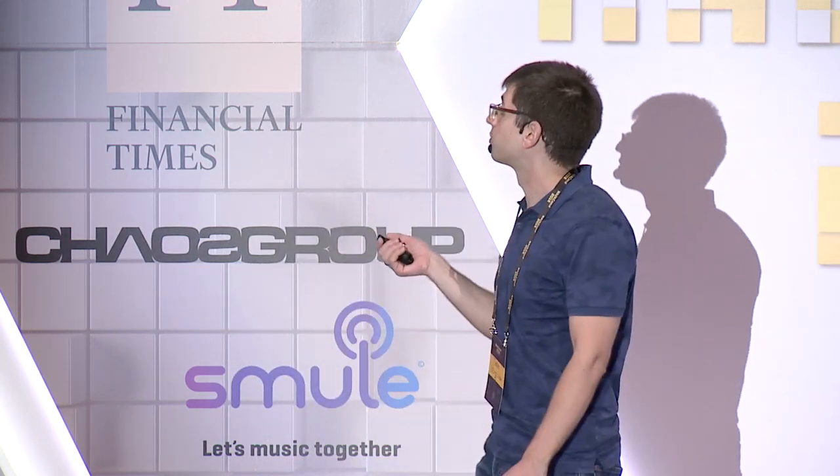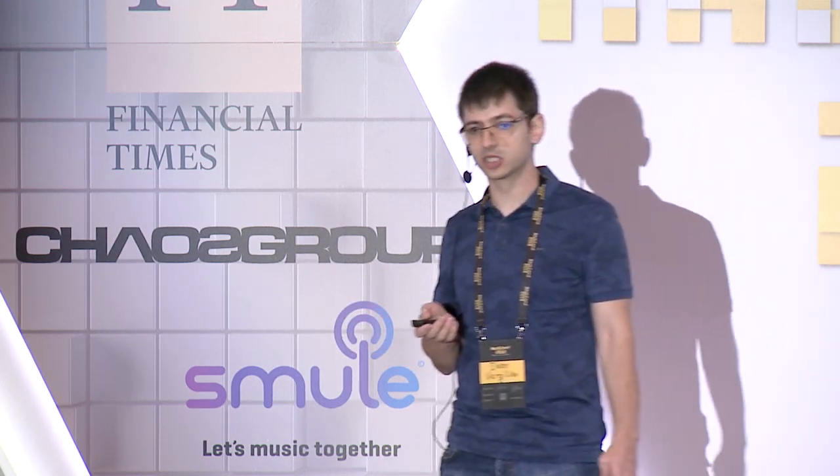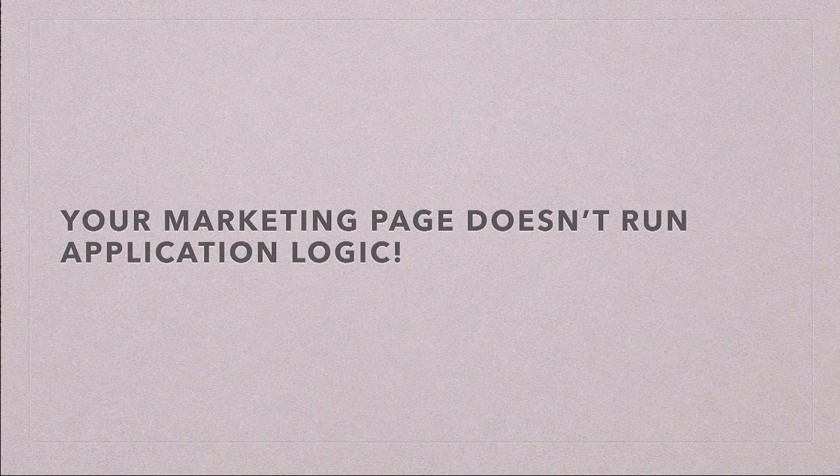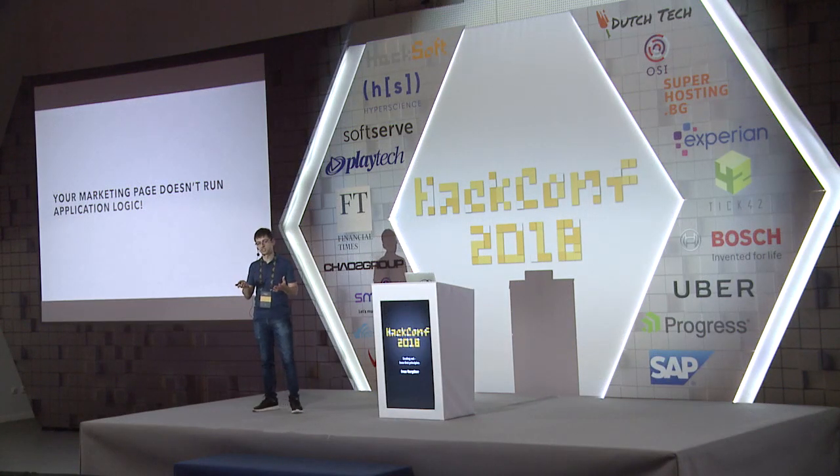Anyway, so we have this thing. We have a lot of requests to static files, and they're starting to get kind of slow. So what can we do about this? Well, the cool thing to notice is that your marketing page doesn't actually run any of your application logic. So it's a very limited problem to solve. You don't need to scale your whole application and your whole database. You just need to scale serving your static files.